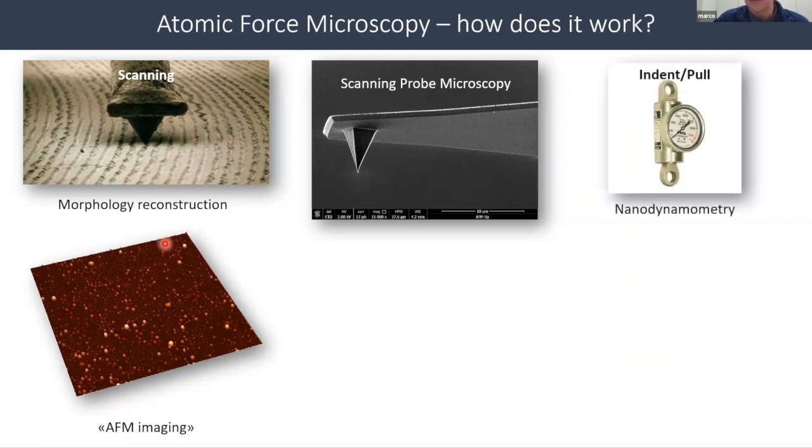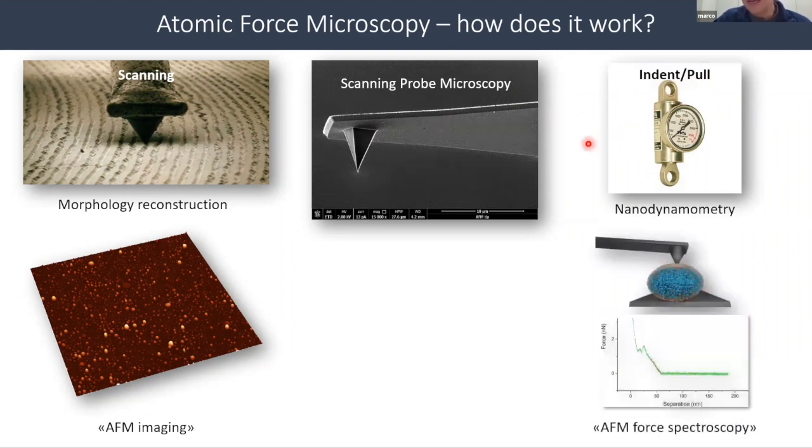The second most common way of using an AFM is to use its probe as a nano dynamometer. That is, to use the probe to either push or pull an object deposited on the surface. And by doing this, you can record how much force you need to deform it, which gives access to understanding, basically in simple terms, how soft or stiff it is.